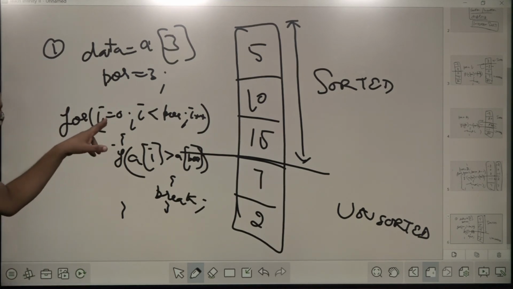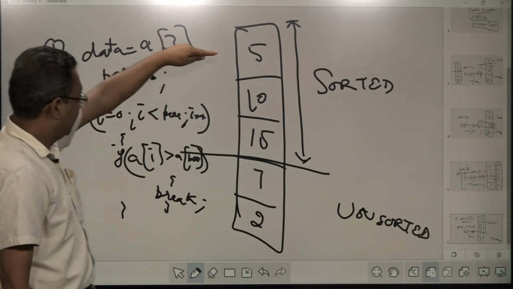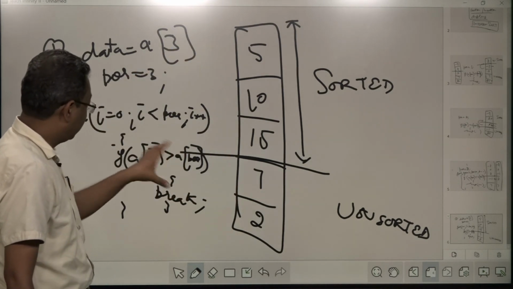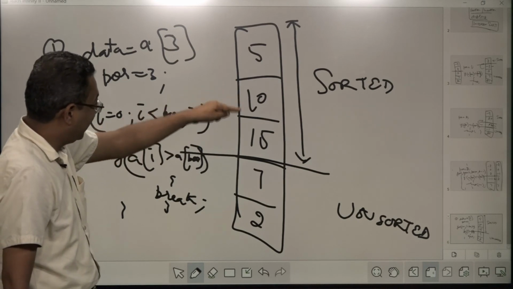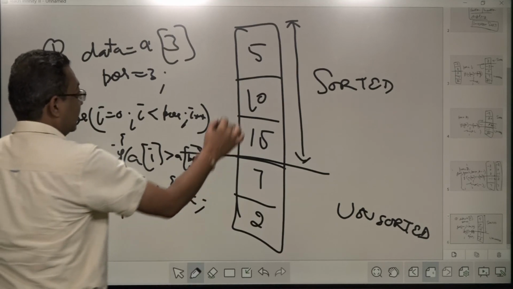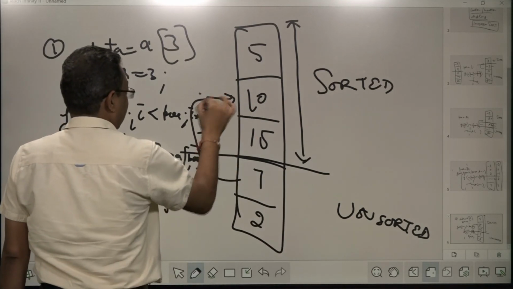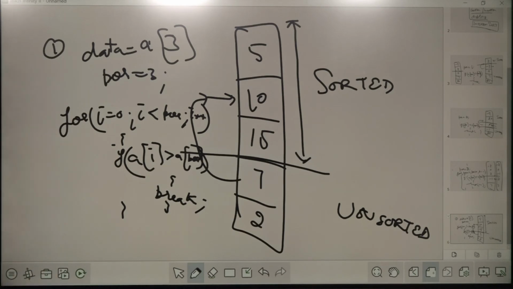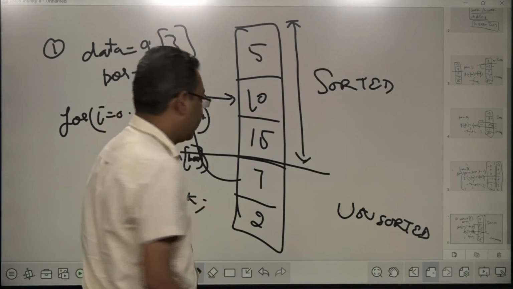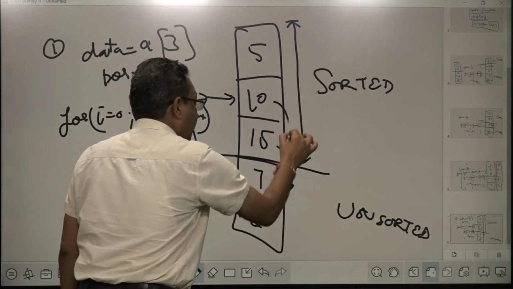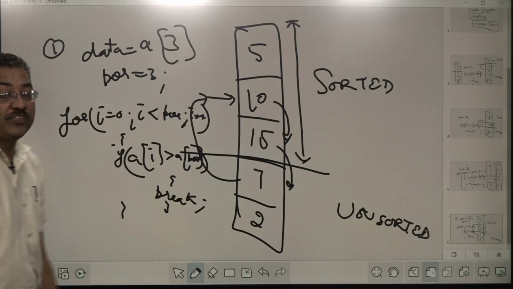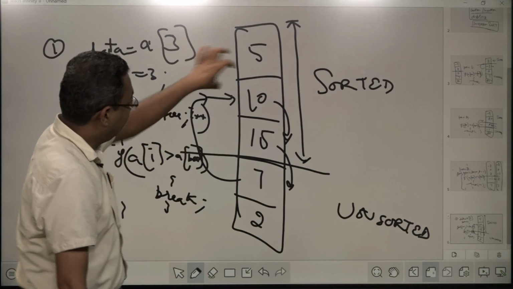So for 0, 2, 3: A[0] is more than A[3]? No, it is false, so it will not work. Incremented, A[1], that is 10, is more than A[3]? Yes. So it will break here. So this is the position where I have to insert this 7. Can I insert it? No. What do I have to do next? Create the position. How to create the position? Shift this way. This is the only way you can create the position, and then put this 7 at this point.